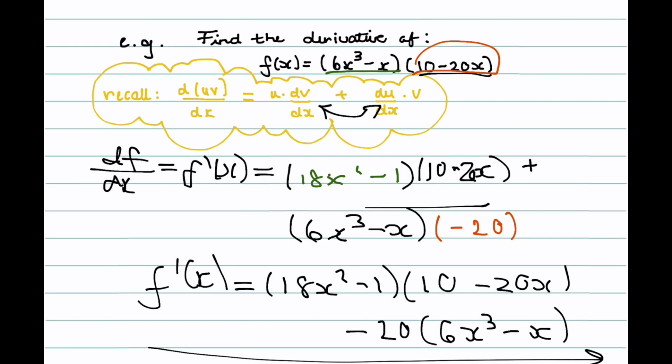I hope this makes sense. Please be aware that I did switch it around here, but that actually doesn't matter because we're adding the first function times the derivative of the second plus the derivative of the first function times the second function. And that is the product rule.